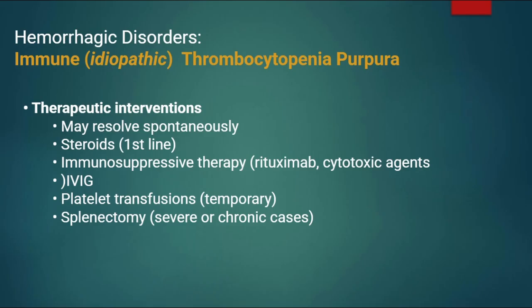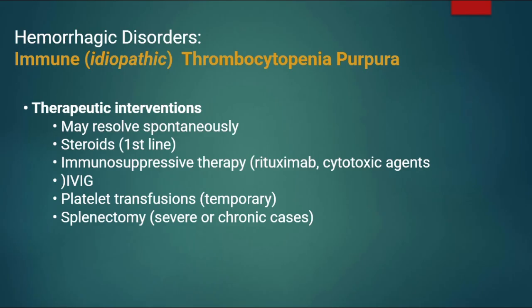If steroids are not effective, other immunosuppressive drugs, sometimes referred to as chemotherapy agents like rituximab, may be used. Transfusions of platelets may be given in cases of severe bleeding, but this is usually temporary since the immune system can still attack the transfused platelets. Another option is intravenous immunoglobulin, or IVIG, which can quickly raise platelet counts by blocking the immune destruction process.